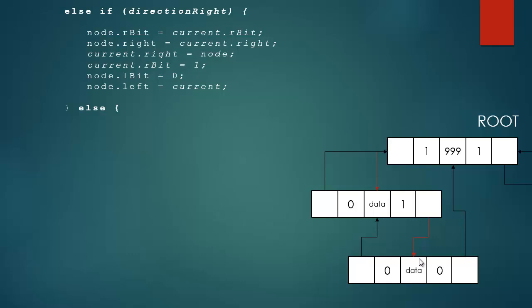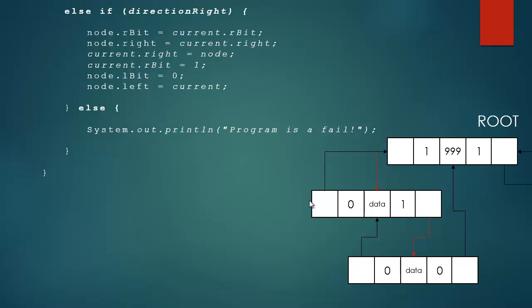Okay, so similarly current.rbit should be 1 because now it has a child node and it's not a virtual node anymore, and node.lbit is 0 because it doesn't have any child nodes, and node.left, this is the node.lbit, and node.left points to current because that is the parent. Else you move in the right direction and that works too.